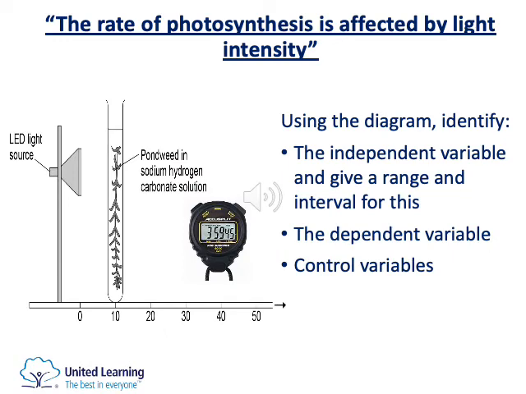On this slide, what you need to do is look at the diagram very carefully and decide what the independent variable is, and give a range and interval for this. So don't forget, the independent variable is the thing that you change in an experiment. You then need to identify the dependent variable. So what are you measuring? And finally, you need to identify the control variables. So for each experiment, what do you need to keep the same so the experiment is as fair as possible?